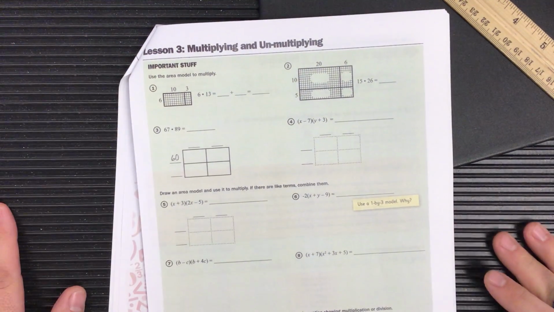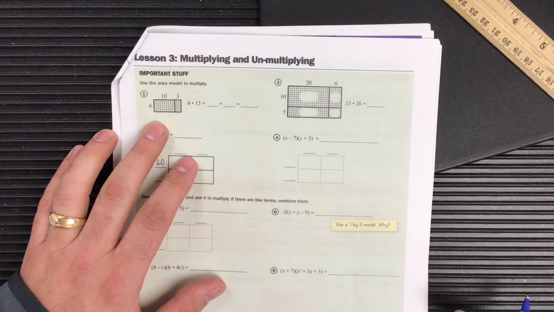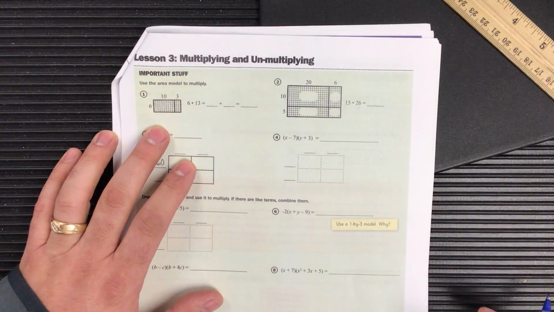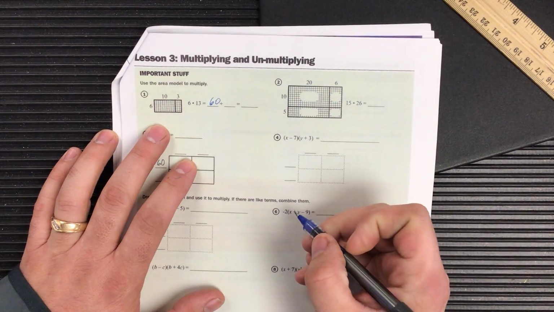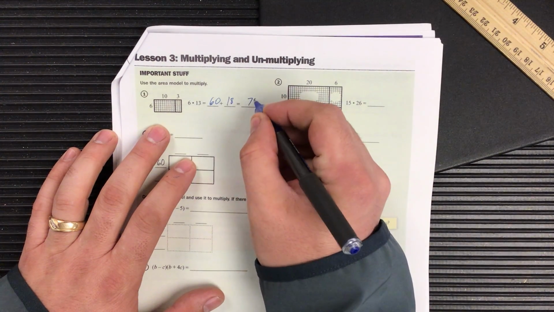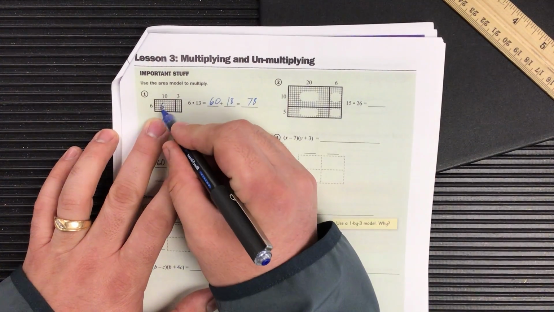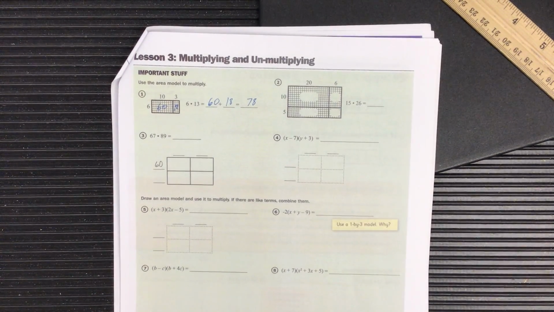So, area model to multiply. Kira? Yeah. Oh, why me? Yeah. 6 times 10, please. 60. 6 times 3. 18. And then you add them up and you get 78. And you could also just count all the boxes. So that would be 60, that'd be 18, which would add up to 78.